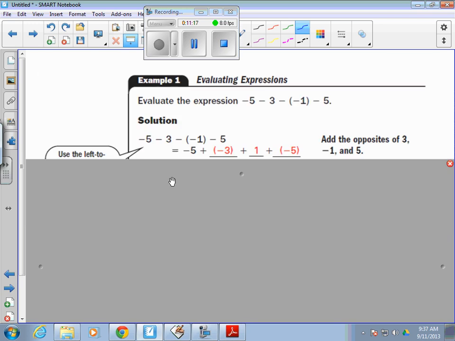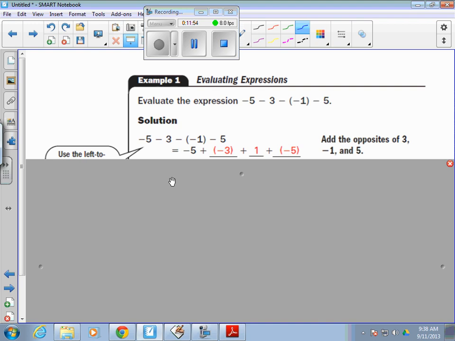Example number 1 is evaluating the expression negative 5 minus 3 minus negative 1 minus 5. So we're just changing all of these minuses into addition signs, but you have to add the opposite. So instead of negative 5 minus 3, it becomes negative 5 plus a negative 3. Instead of saying minus a negative 1, it's plus a positive 1 because it's the opposite. It's not plus a negative, it's plus the opposite. Instead of saying minus 5, it's saying plus a negative 5. So notice all of the subtraction became addition, but it is adding by the opposite.